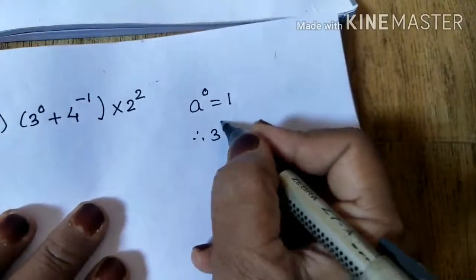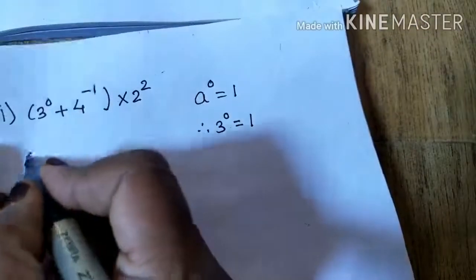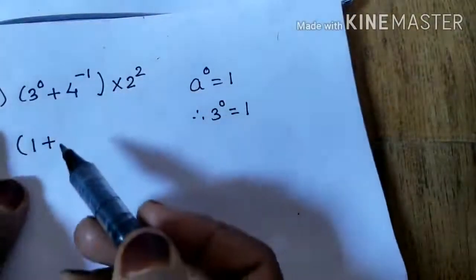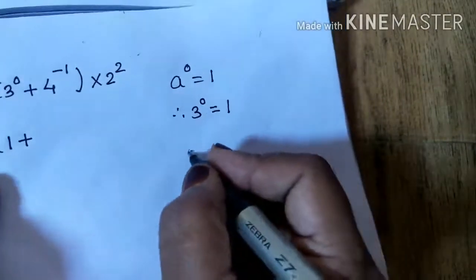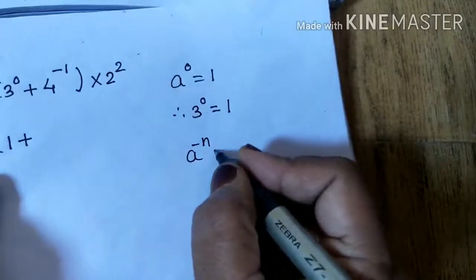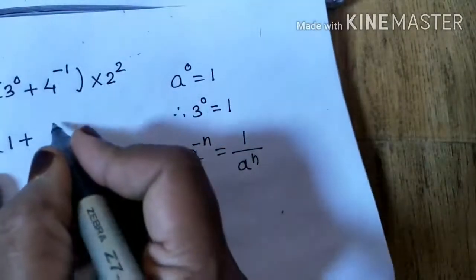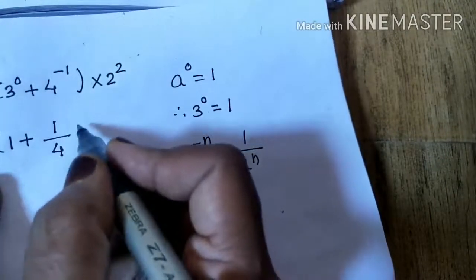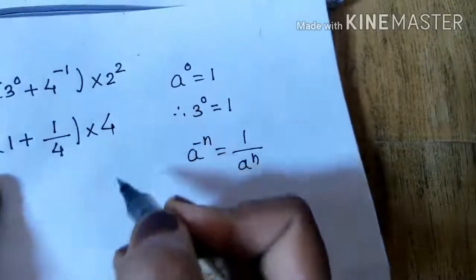Therefore, 3 raised to 0 is equal to 1. Now substitute this value here: 1 plus, now this 4 raised to minus 1. This negative power will convert into positive using this law: a raised to minus n is equal to 1 by a raised to n. So the answer is 1 plus 1 by 4, bracket completed, into 2 square, which is 4.